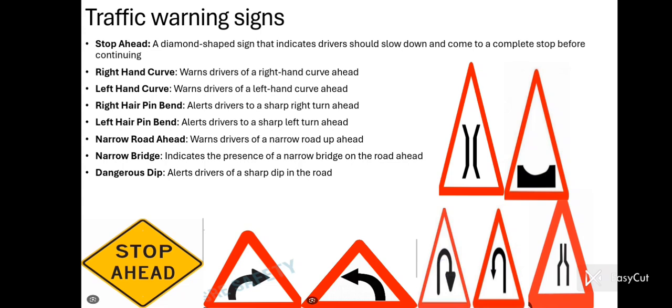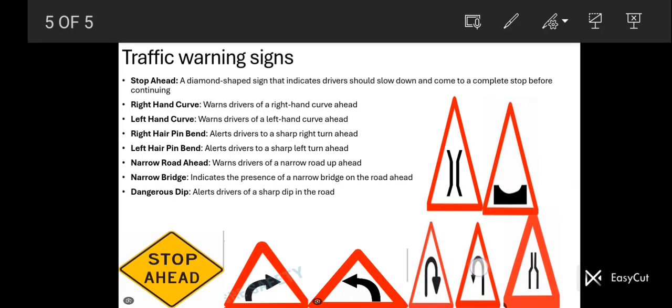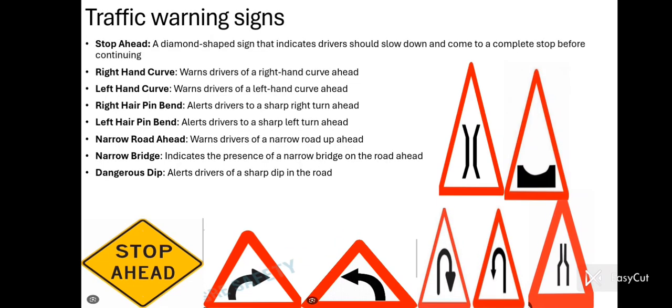And this one is a right hairpin bend. It alerts drivers to a sharp right turn ahead. And this one is a left hairpin bend. It alerts drivers to a sharp left turn ahead. And this one, the last one after the left hairpin bend, is a narrow road ahead. It warns drivers of a narrow road up ahead.